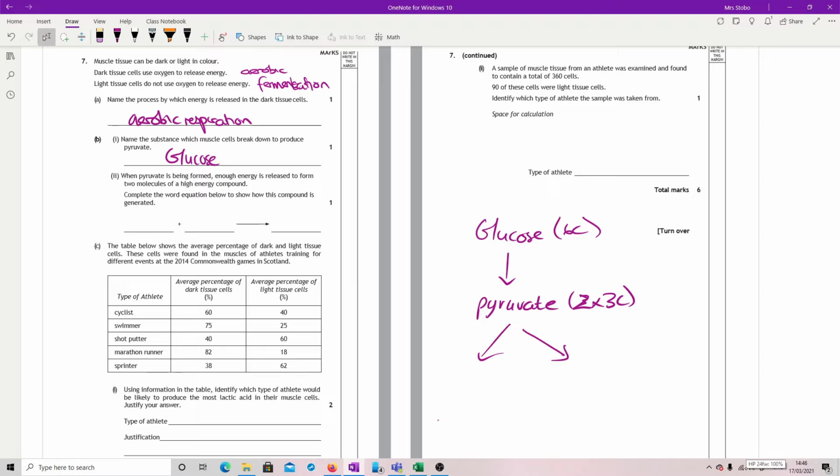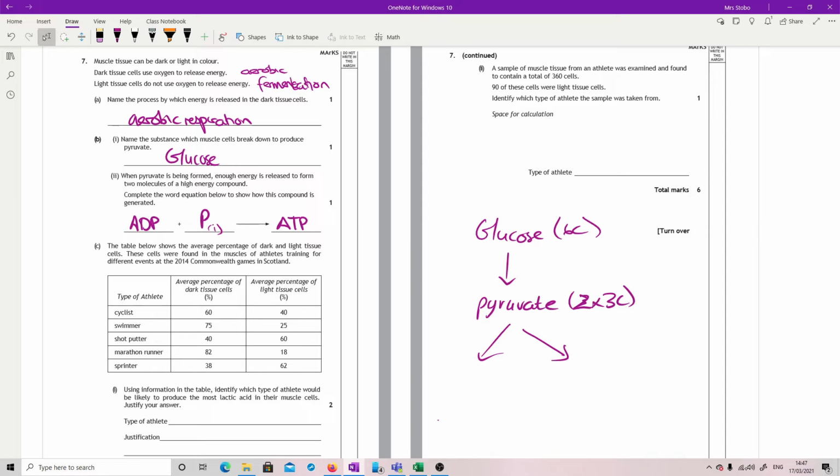Okay? When pyruvate is being formed, enough energy is released to form 2 molecules of a high energy compound. Complete the word equation below to show how this compound is generated. Now it says word equation, but I'm expecting letters. That's it. If you want to fit in adenosine triphosphate in here, grand, but you don't need to. ADP and P, and you might put it as Pi, which is more correct, make up ATP.